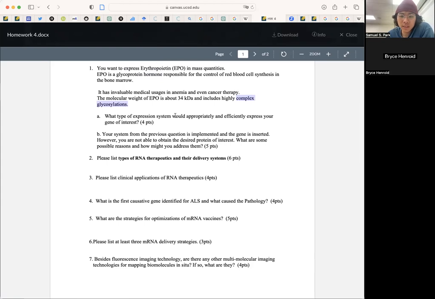What is the expression system? What type of expression system would appropriately and efficiently express your gene of interest? So, what do you think? What are some thoughts about this question?